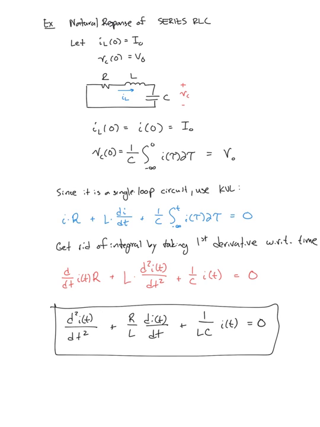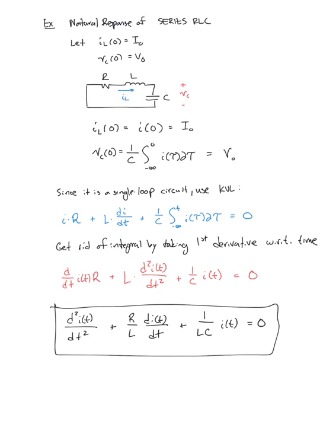A couple of things to note here. We again see the R over L and the 1 over LC terms appearing. In this system, these are going to be important quantities. Remember, R over L is the inverse of the time constant for an RL circuit. LC is an interesting quantity, which we'll understand a little bit further in a moment.